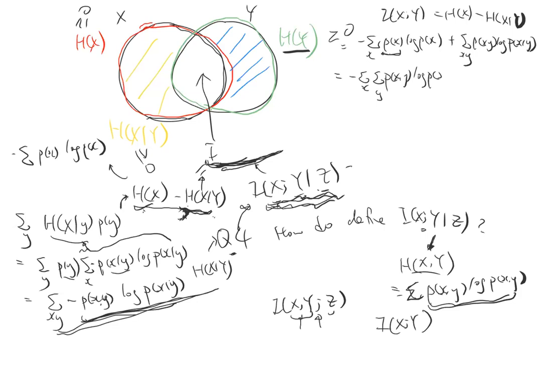So I can rewrite this as minus log px plus log px given y here. Or like this, sum over xy, pxy log px given y over px. So this is Ixy. And of course, this guy I can also write using Bayes' rule as pxy over px py. So this is Ixy.